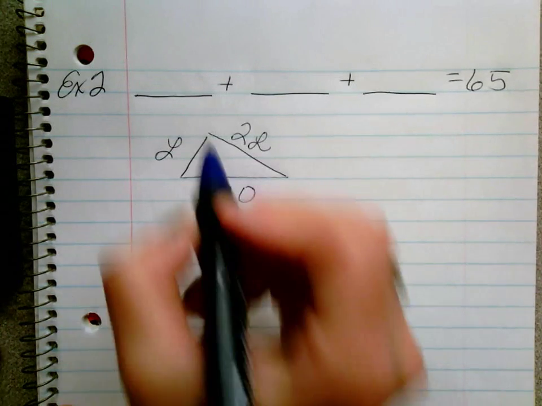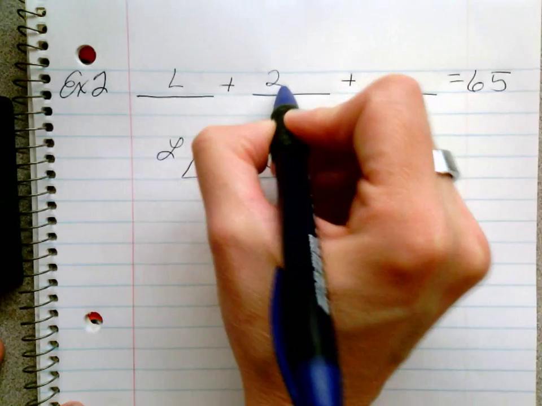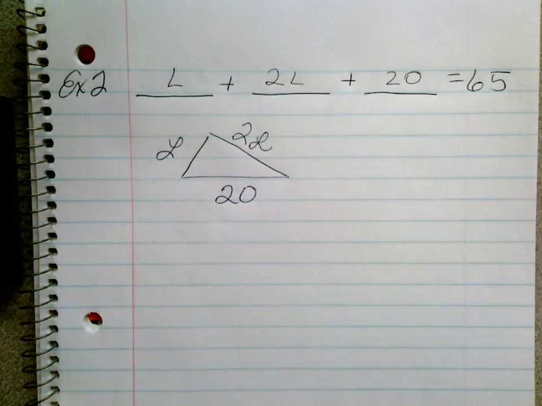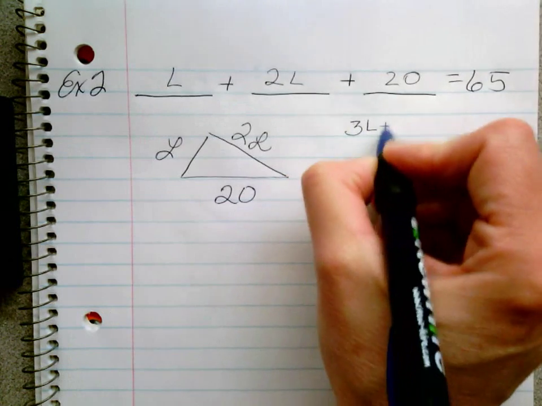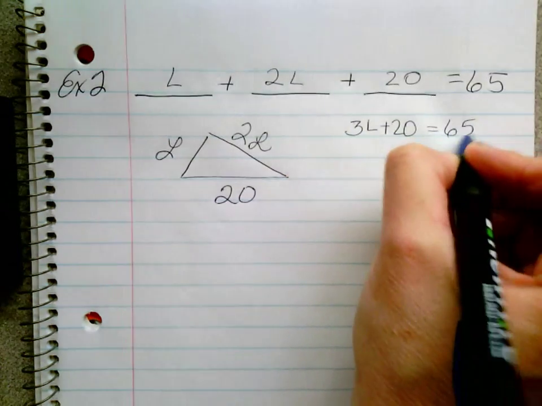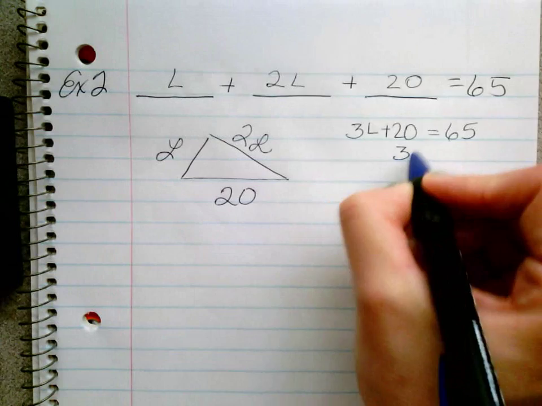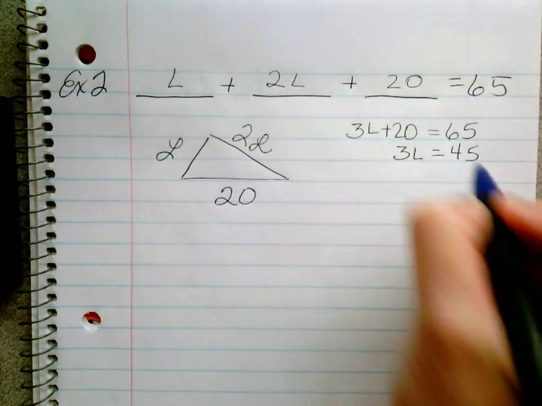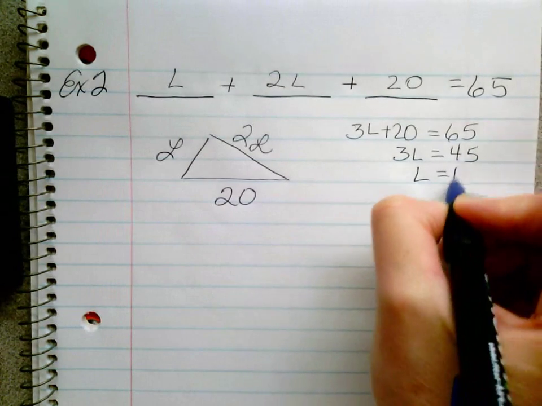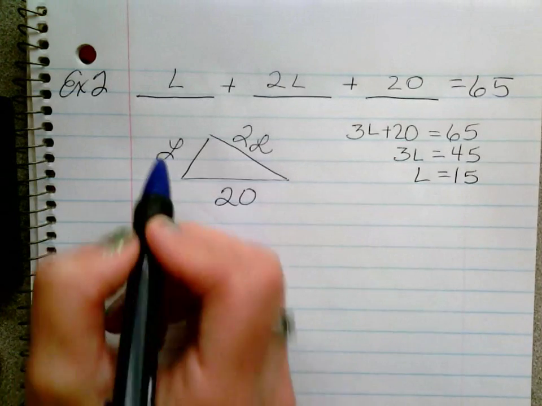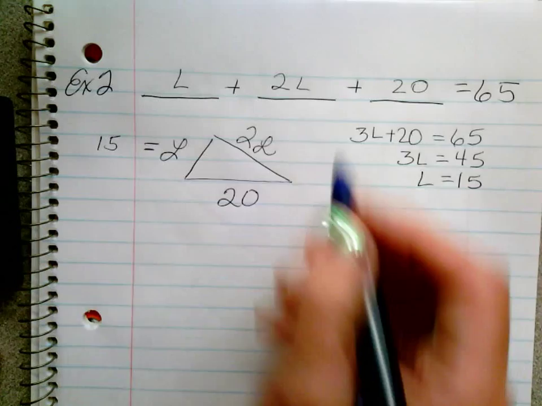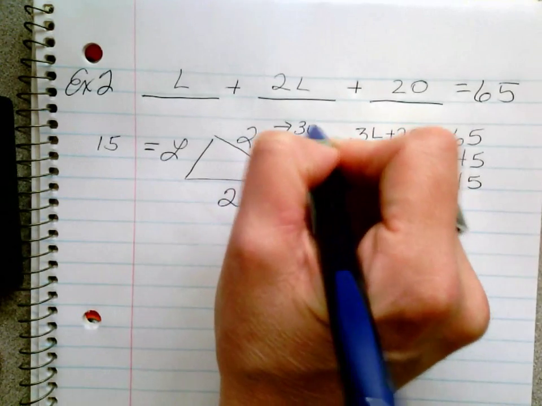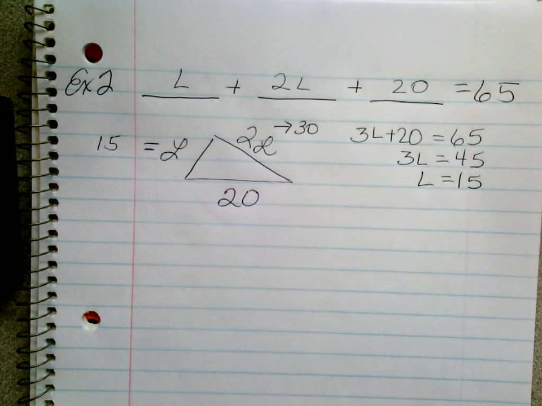Adding them together, you're going to have L plus 2L plus 20 is 65. Working it, you're going to get 3L plus 20. And then when you subtract your 20, you get 3L. And when you divide, 15. So that means the first side is what? 15. And the second side is? 30.